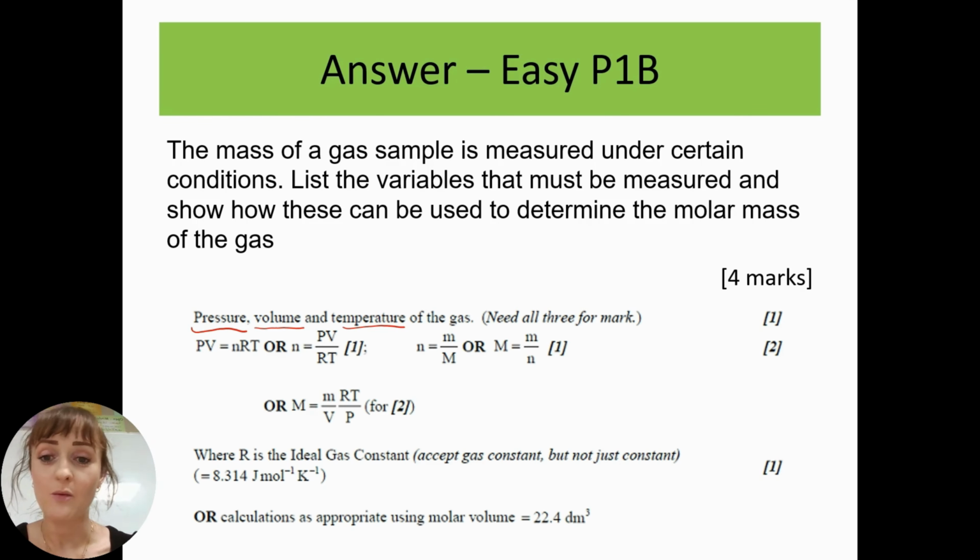Now we want to think about how we could process that data. So we would process it using PV = nRT, but of course I'd need to calculate the number of moles using n = m/Mr. That's worth 2 marks. And your last mark is for identifying the fact that you would also input R, which is the universal gas constant, which you would take from the data booklet.